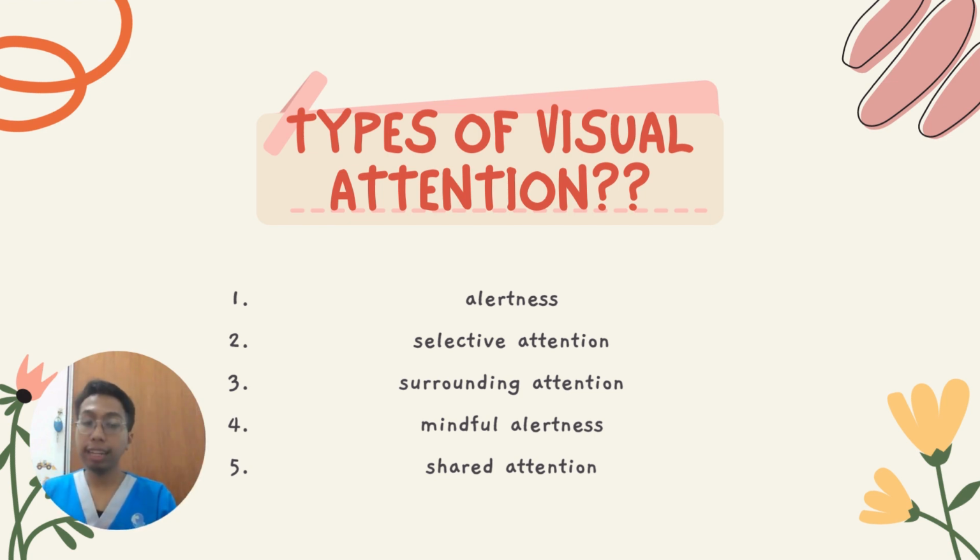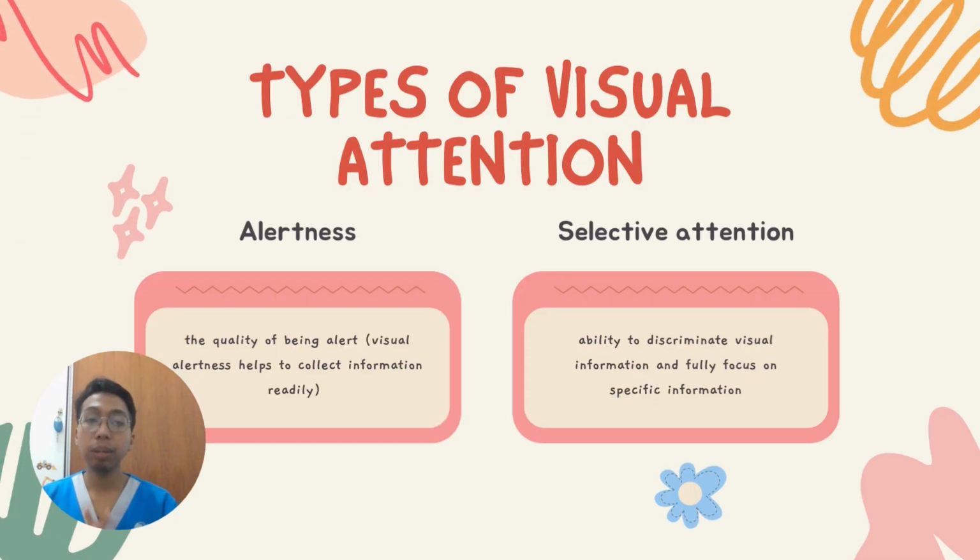attention. So let's go. We start with alertness lah. So alertness is the quality of being alert. Visual alertness helps to collect information readily. So bila kita being alert, when we are readily alert, we can gather as much information as we want. Let's say we went to a lecture, and of course in order for you to grab all that information you need to be alert.